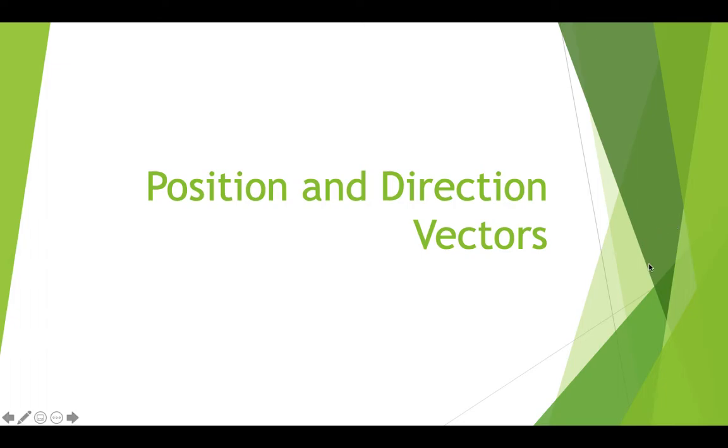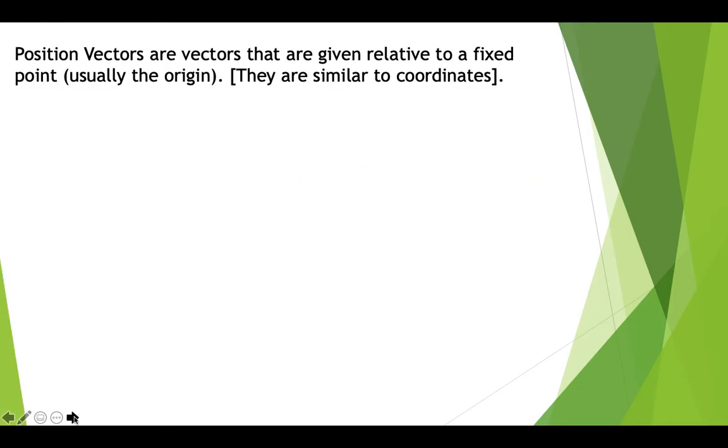So our topic today is position and direction vectors, which are particular types of vectors that we're going to start using. So a position vector is a vector that's given relative to a fixed point. So that concept of relative is important. All right, we'll come back to that in a minute. So they're similar to coordinates.